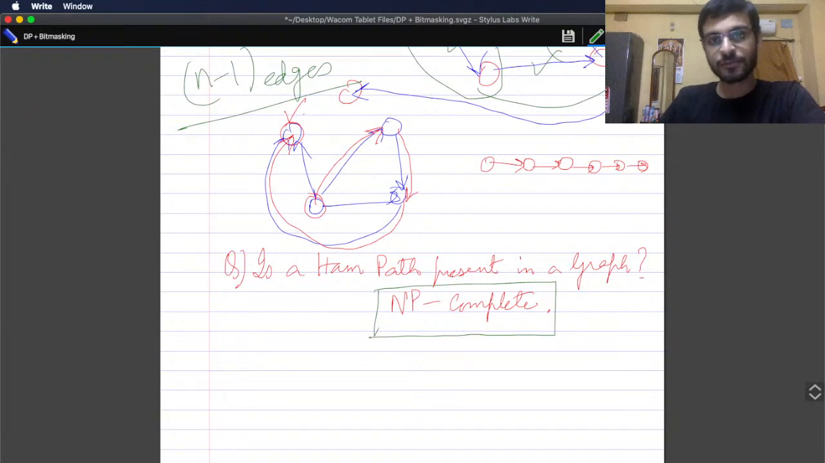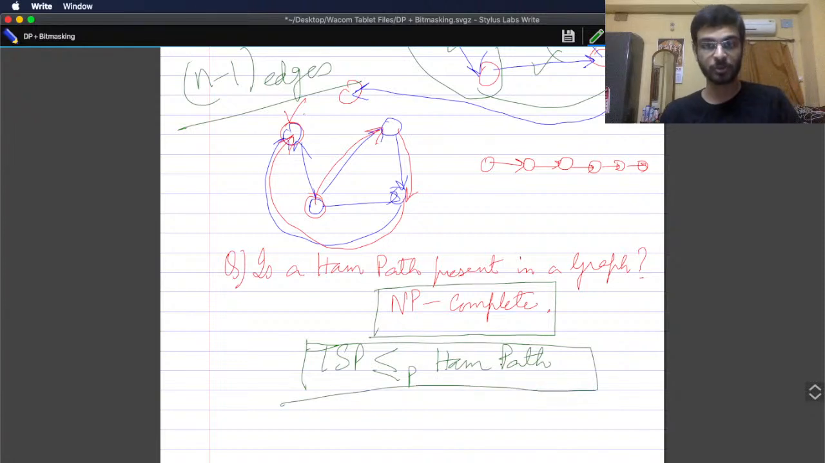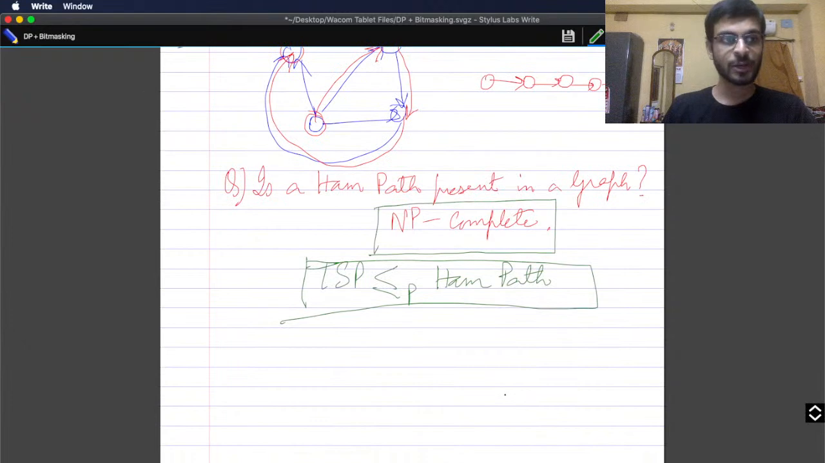Basically, if you can solve Hamiltonian path, you'll be able to solve the traveling salesman problem. So TSP in polynomial time reduces to Hamiltonian path. This is basically the problem. So we know that Ham path cannot be polynomial time solvable. Hence, we can only have exponential algorithms to solve Hamiltonian path.